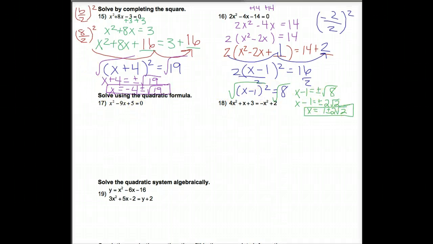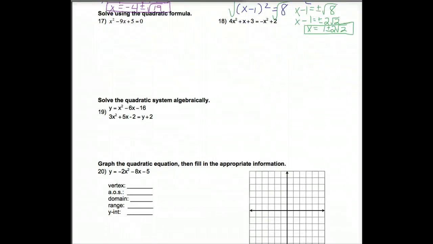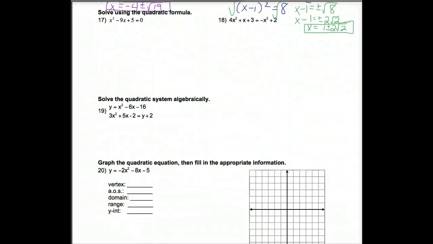17 and 18 should be your favorite, solving using the quadratic formula. If you are having trouble with this, it's telling you that you are still struggling with order of operations, with using your PEMDAS. You have to know the quadratic formula. Remember, it will not be given to you. You have to know it. So opposite of b plus or minus square root b squared minus 4 times a times c, the whole thing divided by 2a.